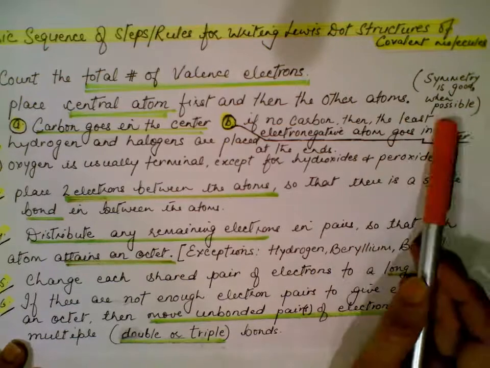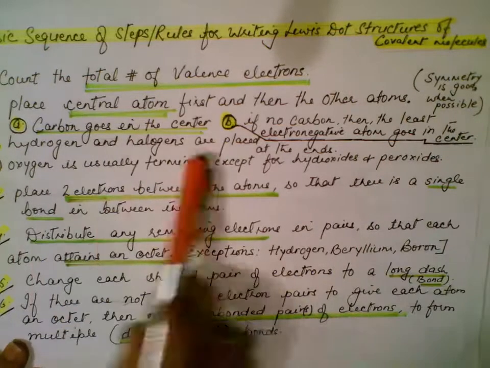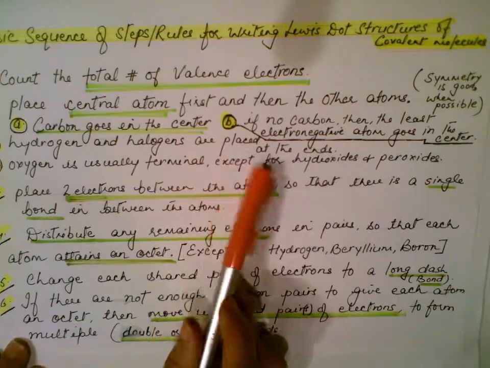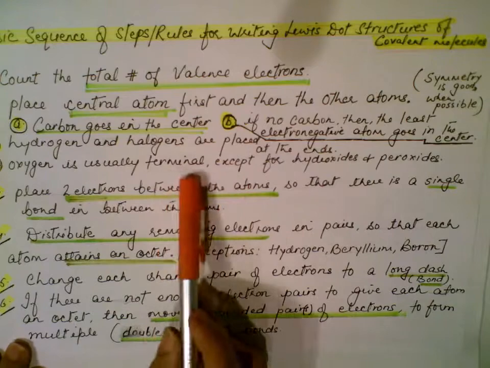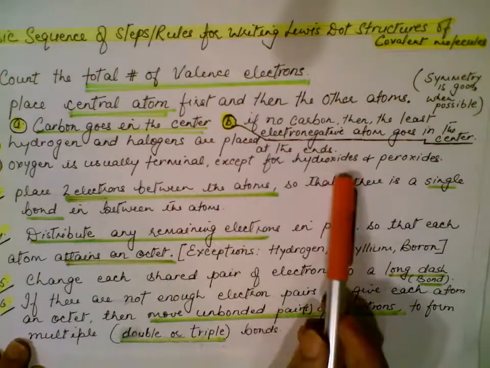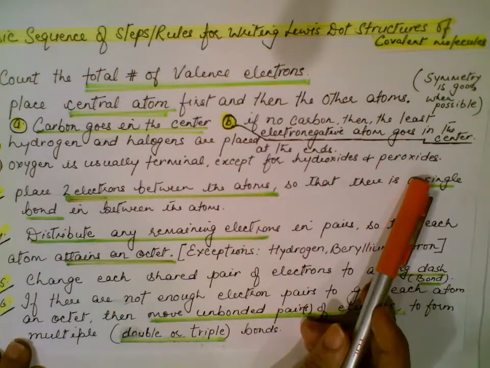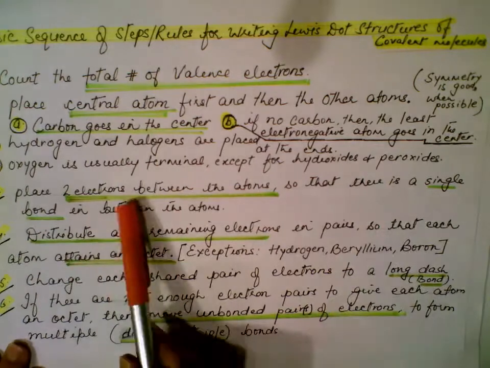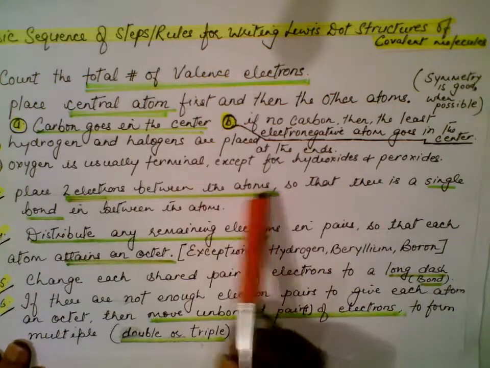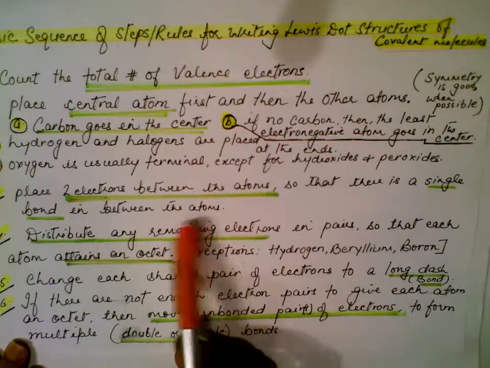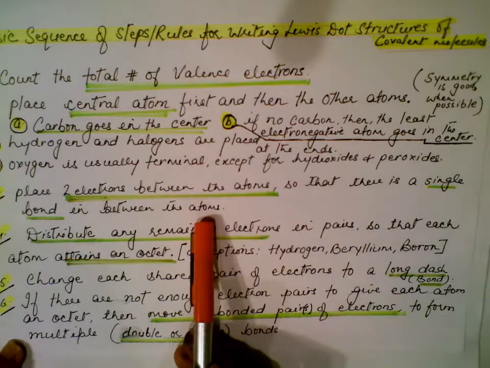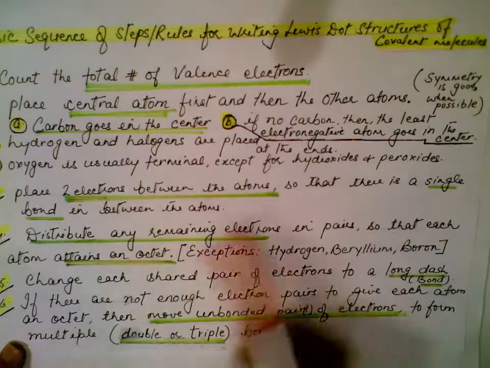Symmetry is good whenever possible. Hydrogen and halogens, if you have them, you put them on the end. And if there is oxygen, that also goes on the end, except for hydroxides and peroxides. 2 electrons you put in between the atoms so that there is a single bond between the atoms. We want to make sure that first there is a single bond.